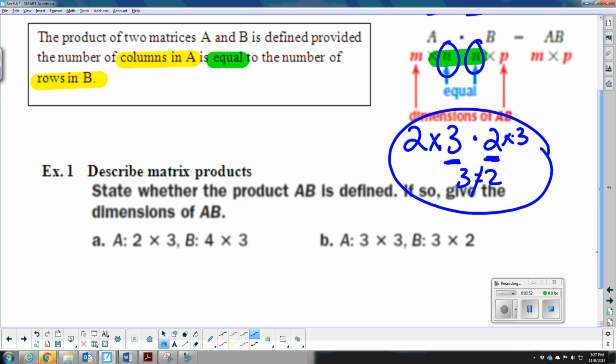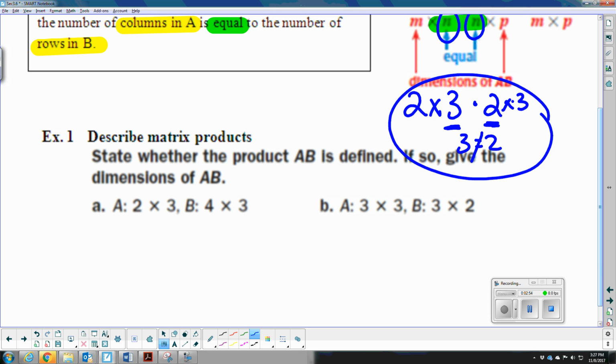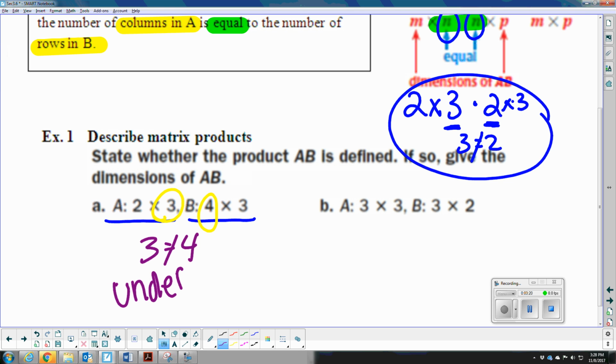So let's look at a couple examples. Here's our first matrix, here's our second matrix. State whether the product AB is defined. So it's asking us, can we multiply these two matrices together? We need the columns in the first to equal the rows in the second. 3 does not equal 4, so this is undefined. It cannot be done.